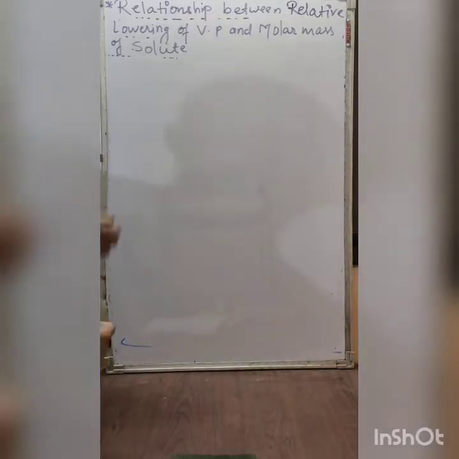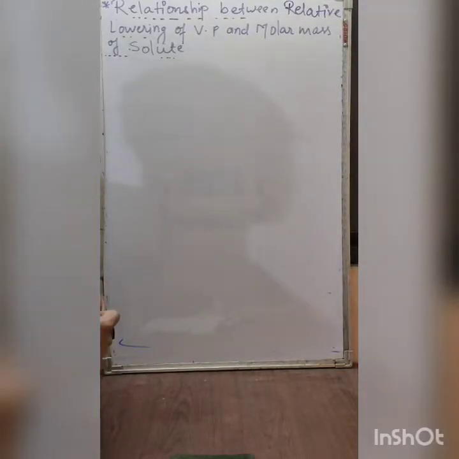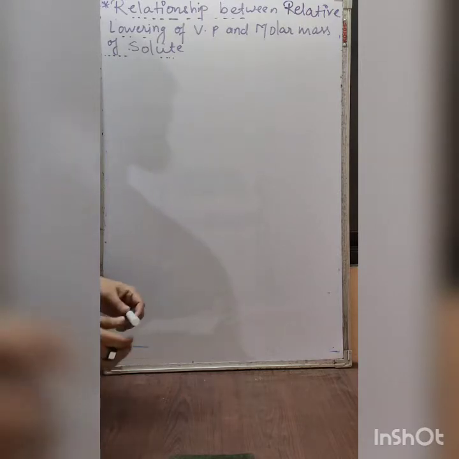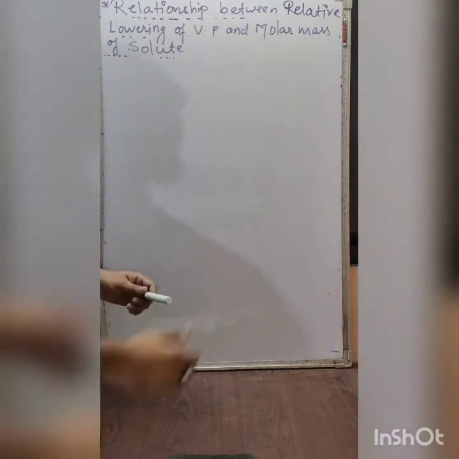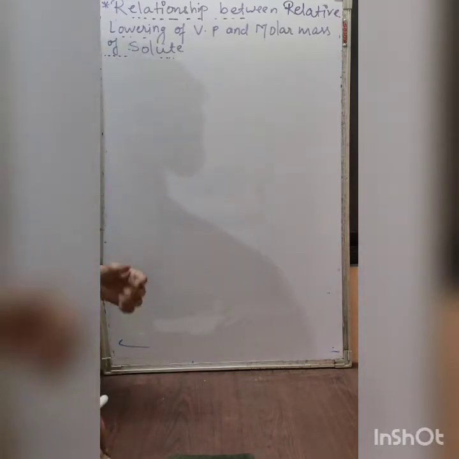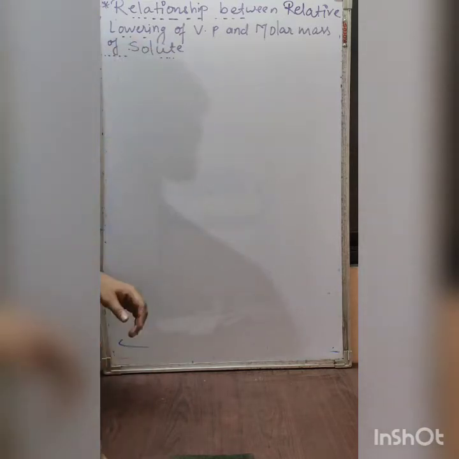So hi students, this is my fifth video lecture on the chapter solution and colligative property. In the last lecture we discussed the first colligative property, that is lowering of vapor pressure. This topic is connected with that. Today we will discuss the relationship between relative lowering of vapor pressure and molar mass of solute.